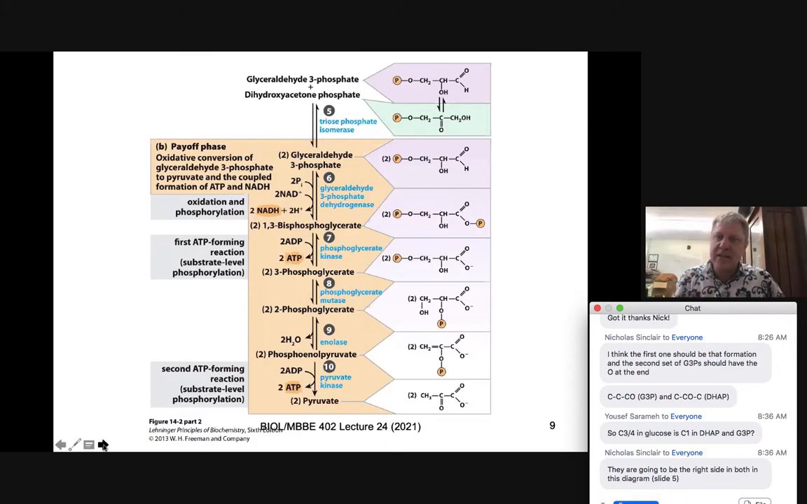So we have the glyceraldehyde 3-phosphate and the dihydroxyacetone phosphate playing a particular role. And remember, we're now going to have the triose phosphate isomerase interconvert the dihydroxyacetone phosphate to become glyceraldehyde 3-phosphate, because the payoff stage here requires and only consumes glyceraldehyde 3-phosphate. It does not consume dihydroxyacetone phosphate.